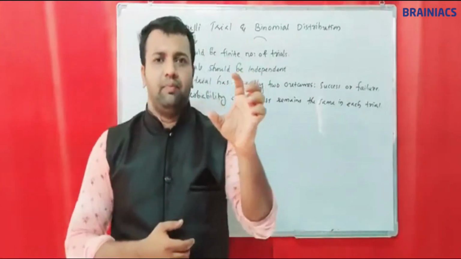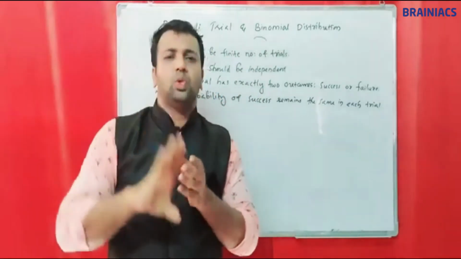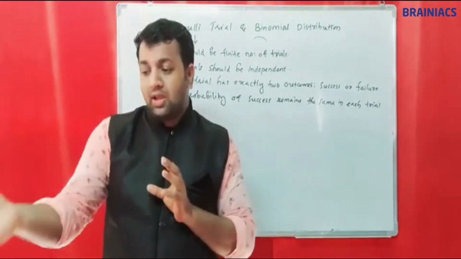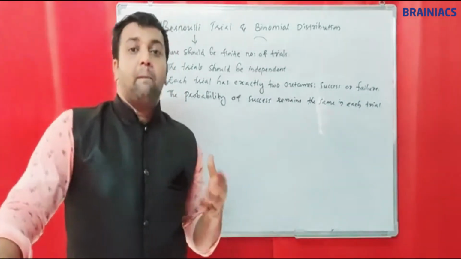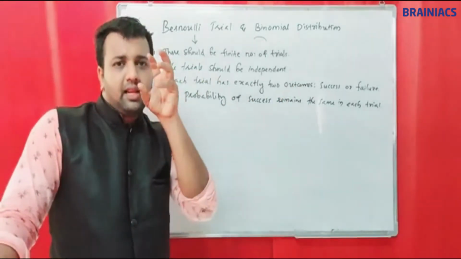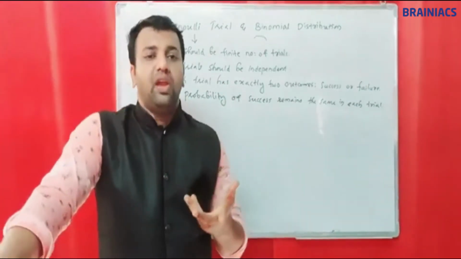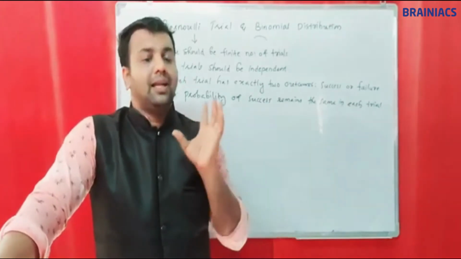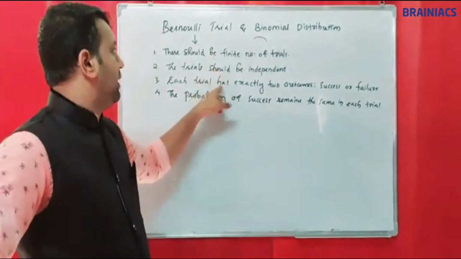In an experiment, for example, tossing a coin, throwing a die, shooting at a target, or drawing a ball or an egg from a box, each such activity is called a trial. Considering each trial in an experiment, the probability of success or failure remains the same. That is the fourth condition of a Bernoulli trial. So Bernoulli trials follow these four conditions.